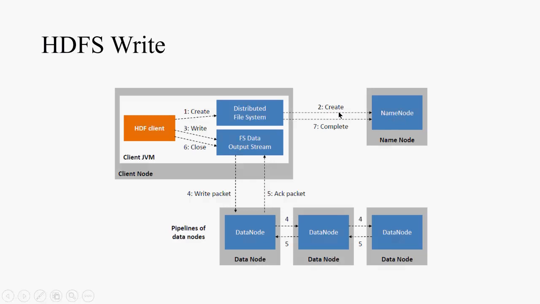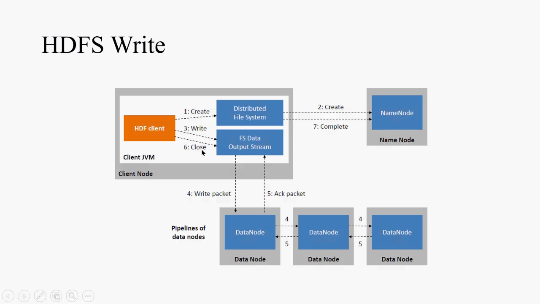Now when my location is set, the write request is raised through the FS data output stream. In that particular data node, my write is done, packet by packet. When my write is complete, the data node will send an acknowledgement packet. When the acknowledgement packet is received by the distributed file system, it concludes that the write operation is done and the file will be closed.